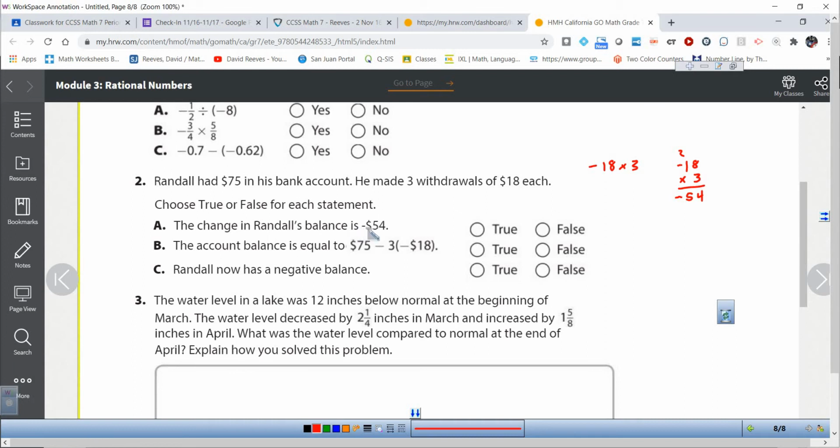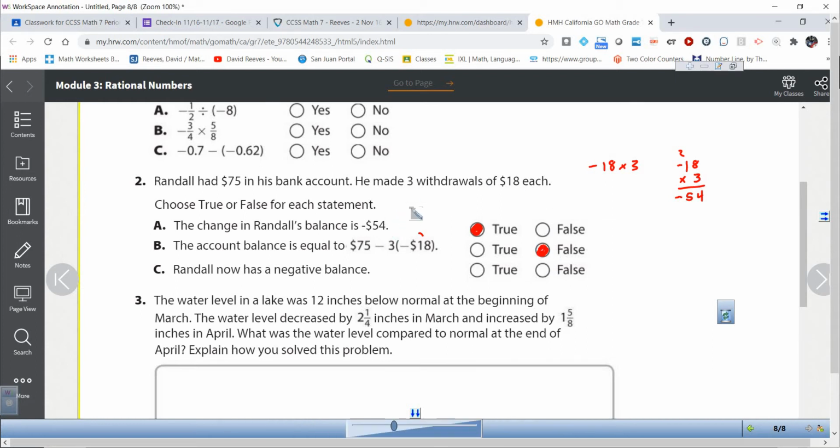All right, so true or false, the change in his balance is negative 54. That's going to be true. All right, the account balance is equal to this. Now we have to be careful here, all right? Because what do we have here? We have a positive times a negative. So this part right here would be negative 54. But what happens? Subtracting a negative is the same as adding a positive. So this would be false.